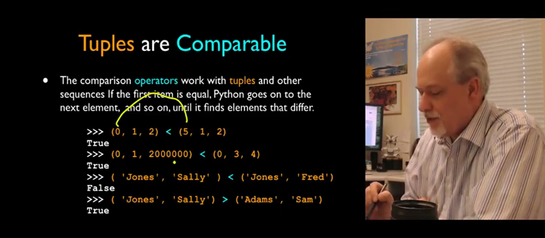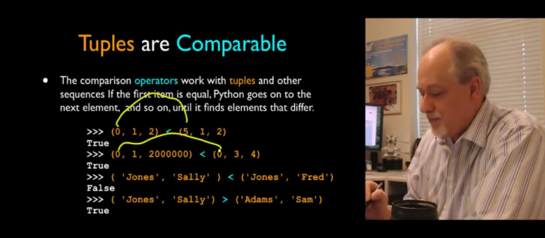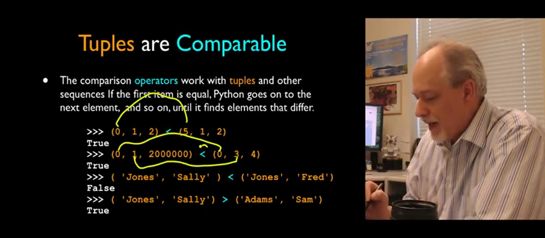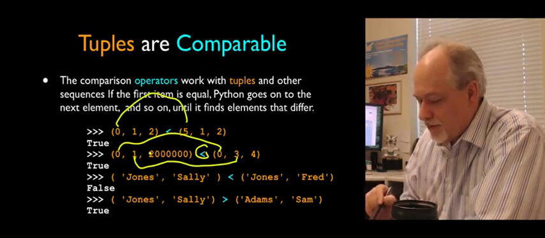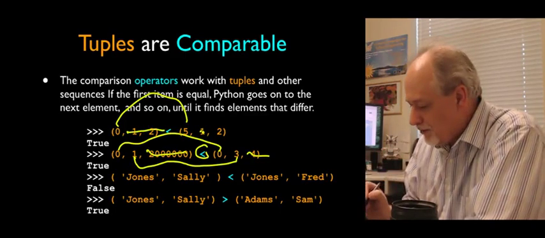If we ask, is (0, 1, 2000000) less than (0, 3, 4)? Well, the 0 and 0 match, so it goes to the second one. 1 and 3, well, they don't match, and 1 is less than 3. So it's true, and it doesn't even look at these numbers because it doesn't have to. In this one, it doesn't look at those numbers.